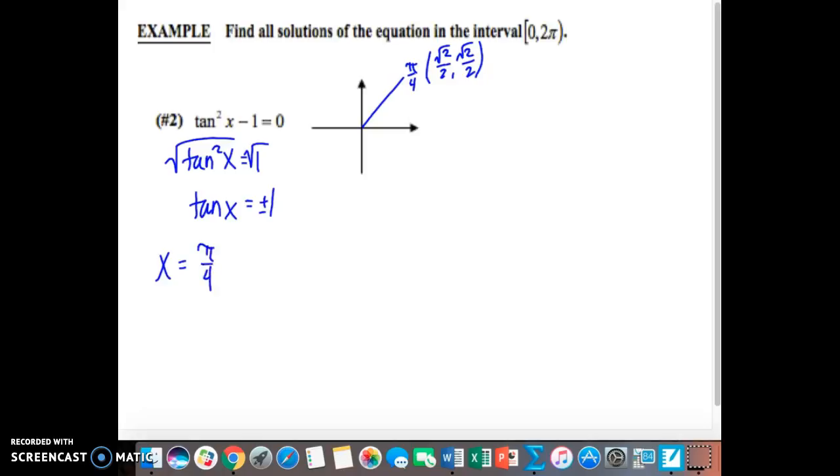And since we're trying to find the angles where tangent is positive 1 and negative 1, that means that we will have the pi over 4 reference angle in all 4 quadrants. So this tells us we have pi over 4, 3 pi over 4, 5 pi over 4, and 7 pi over 4.